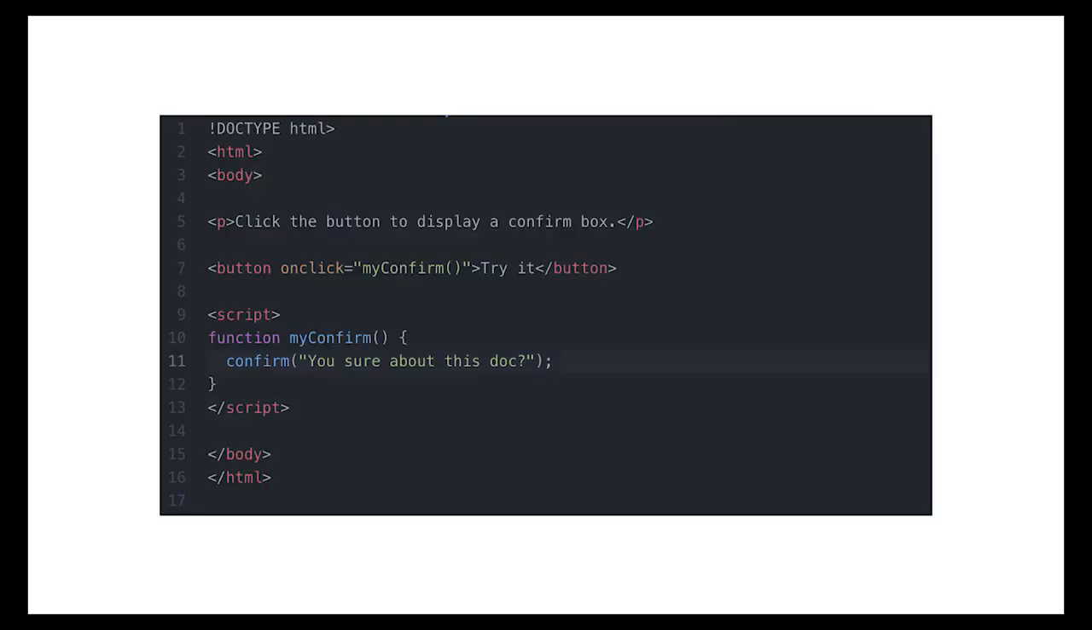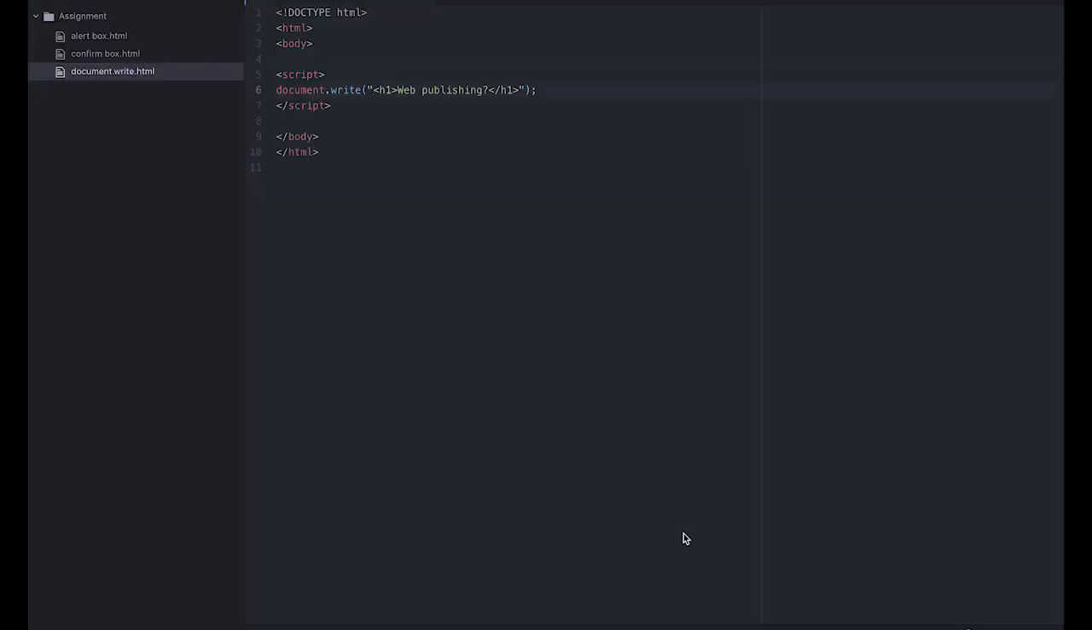So here's an example. What this will do is create a button where if the user presses on it, the alert box will display saying, "You sure about this doc?" So I'll be displaying what the examples that I've shown previously could do. Here is an example of each of the methods that I've shown.